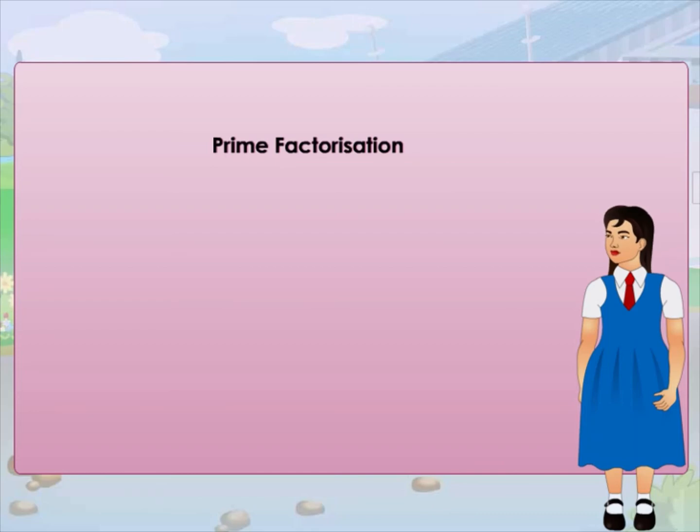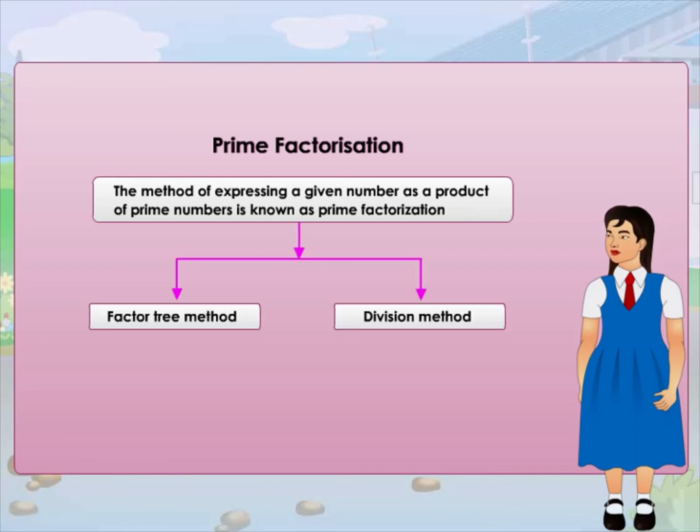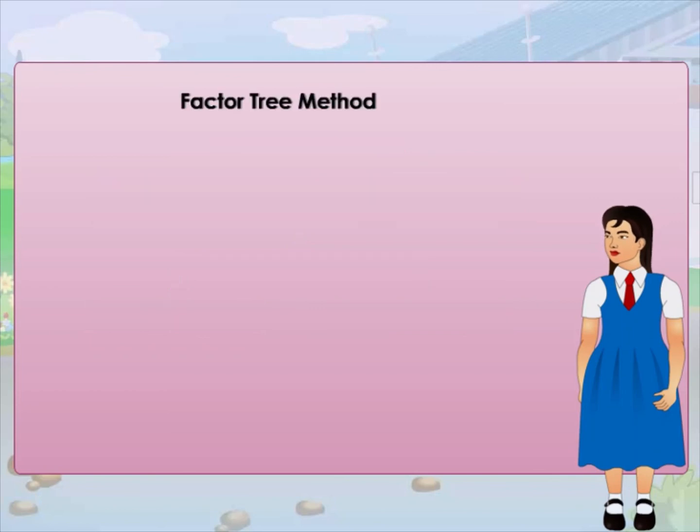Prime factorization. The method of expressing a given number as a product of prime numbers is known as prime factorization. We have two methods to find prime factorization. They are factor tree method and division method. Factor tree method. Take the number 90.